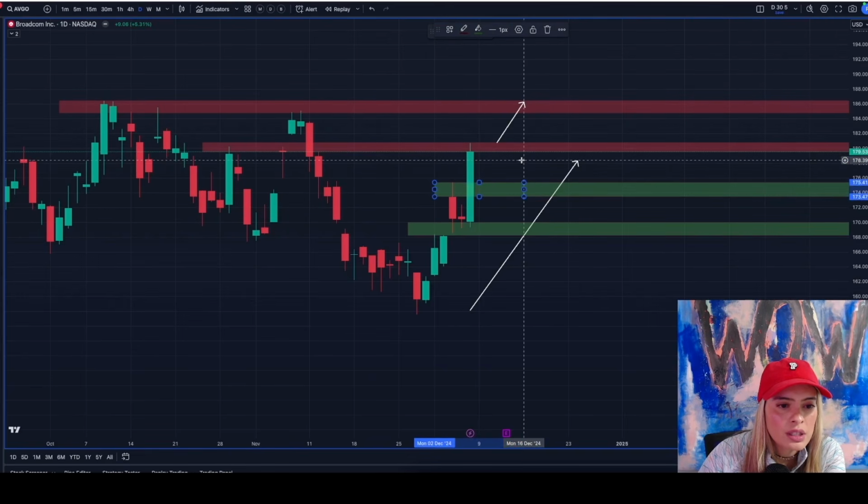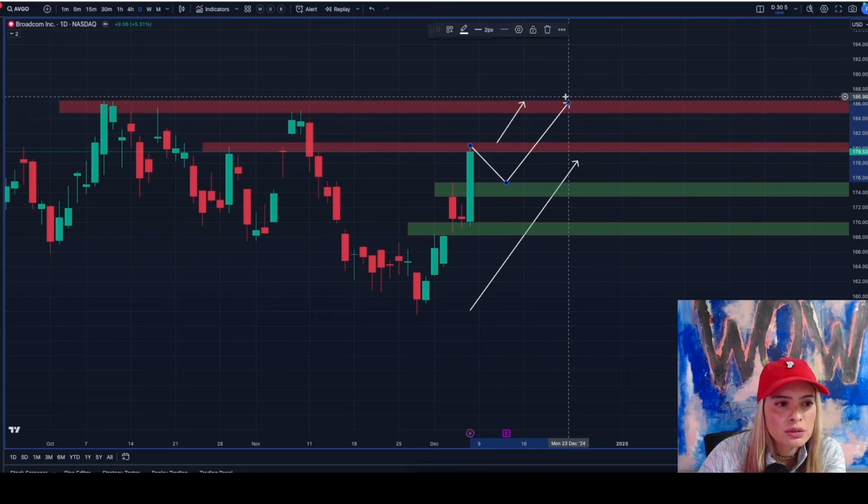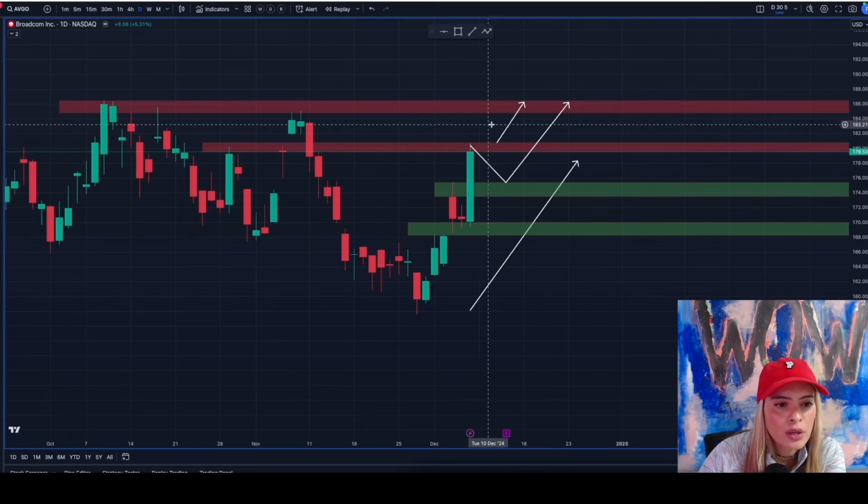I like this high more, so I think if Broadcom gave us a pullback to this previous resistance, and that resistance acted as support, we could see a bounce to this high, or even the next leg up to the all-time high. So it's either a pullback, holds, and we enter here, or it breaks this high, this resistance acts as support, and then we can expect more upside here into this resistance.